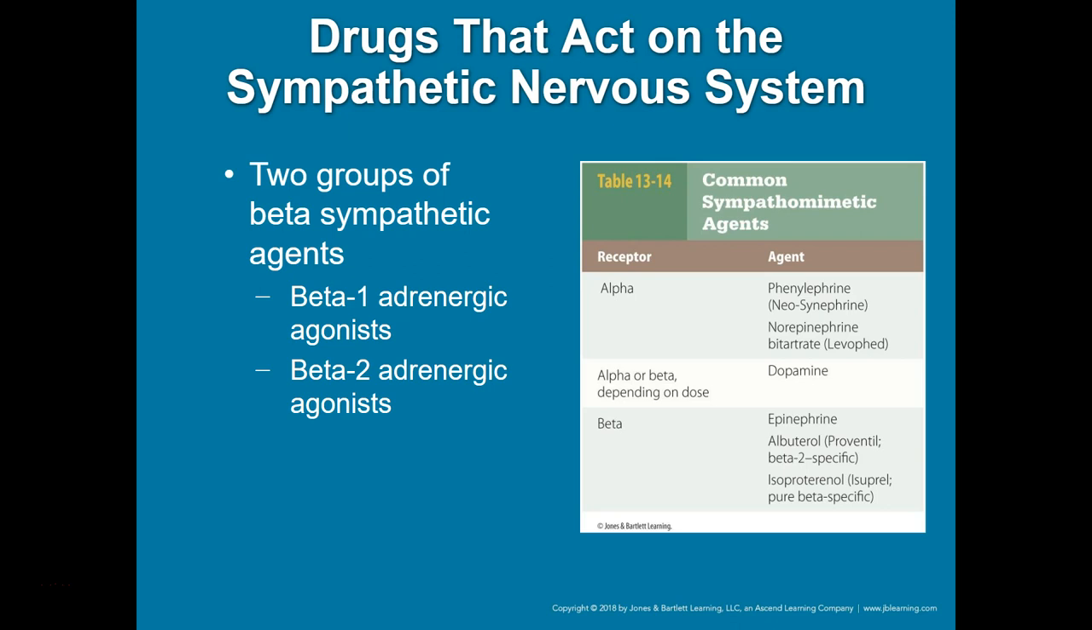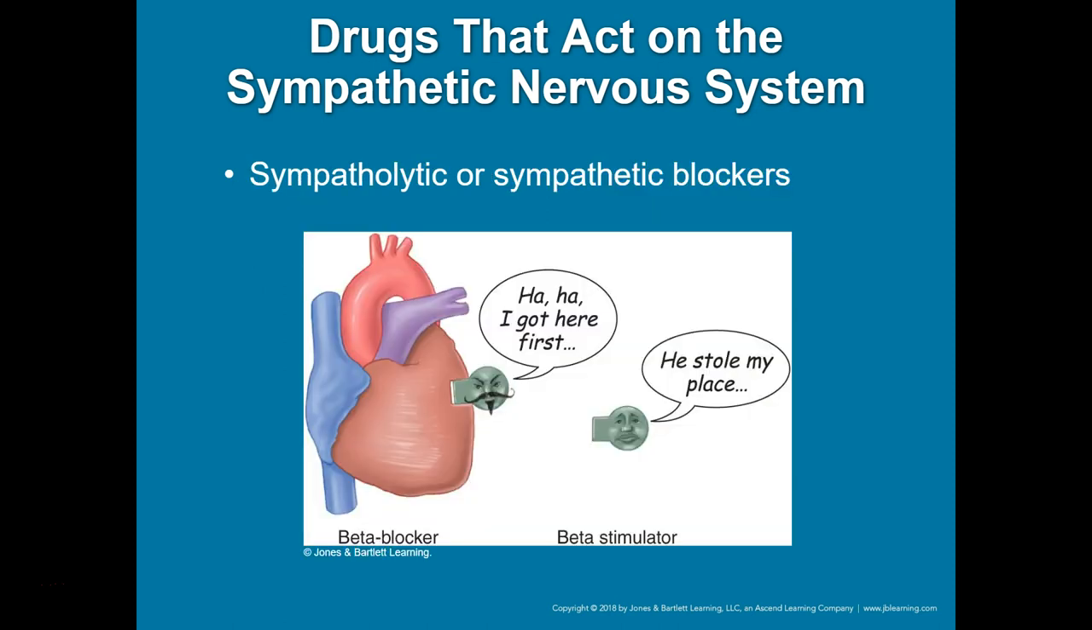All right, two groups of beta sympathetic agents, beta 1 and beta 2. Beta 1 is going to act on the heart. Beta 2 is going to act in the lungs. One way to remember that, one heart, two lungs. You got one heart in your body, and you got two lungs in your body. So beta 1, beta 2. Alpha can do both. Alpha typically works in the vasculature, but there is also alpha 1, alpha 2, but it's not quite so important. Don't get lost in the weeds on alpha 1 versus alpha 2. Beta 1 and beta 2 are the big ones.